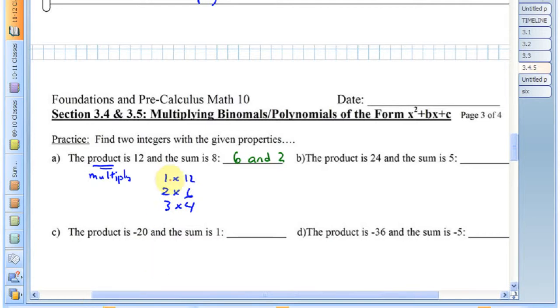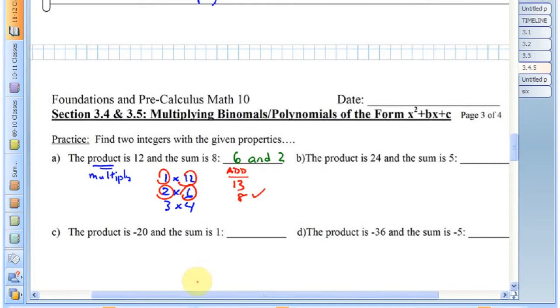Now, if I were to take the individual numbers and add them together, what's 1 plus 12? 13. Okay, that's not what I want. I want 8. What's 2 plus 6? Oh, 8. Ding, ding, ding. You win. There's your answer. What do you win? You win a prize, and the prize is you try the next one.